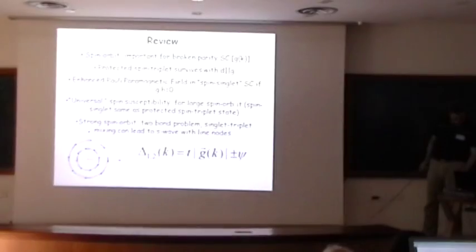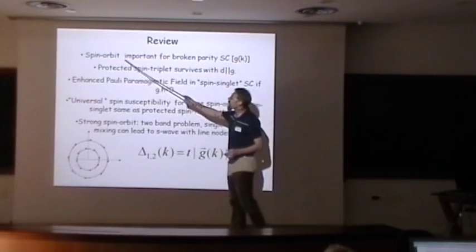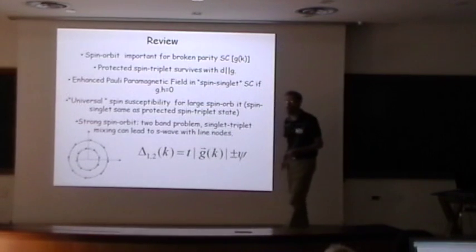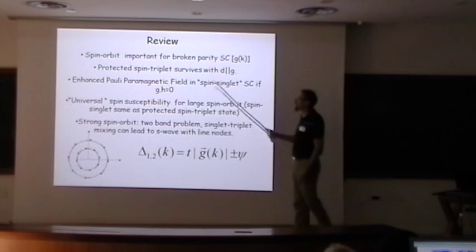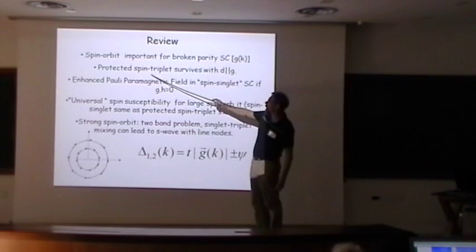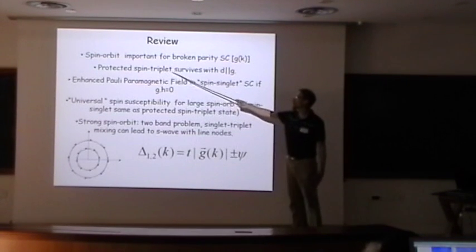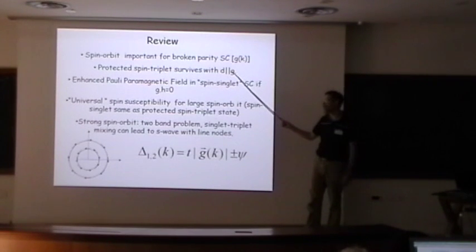Alright, so first, let's just review what we've done so far. I think I've convinced you that the spin-orbit interaction is very important for understanding these broken parity superconductors, and I introduced a specific type of spin-orbit interaction, g of k. And then we went through a relatively long development to come to the first result: if we have a spin triplet superconductor, the only possible spin triplet state that survives the presence of this broken inversion symmetry is one in which the d vector, the spin triplet order parameter, is parallel to the g vector that describes the spin-orbit coupling.